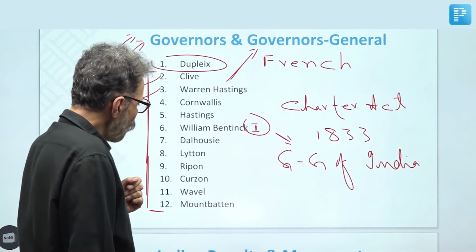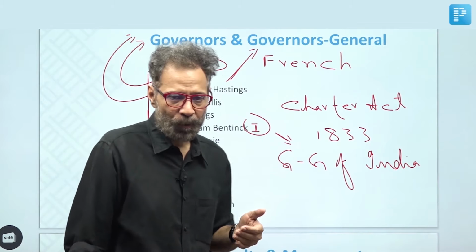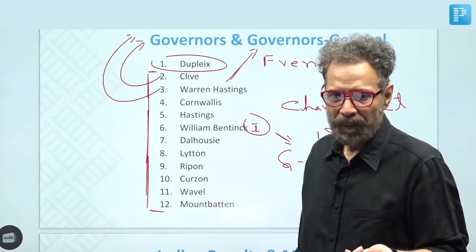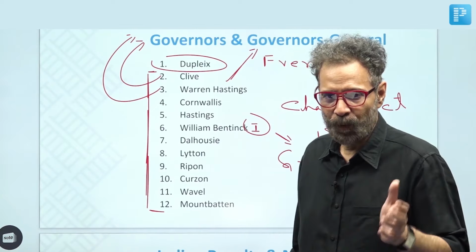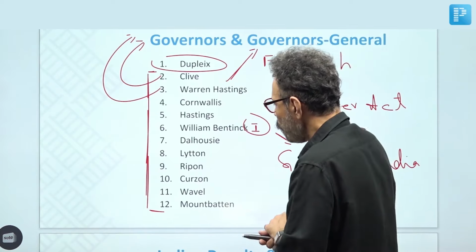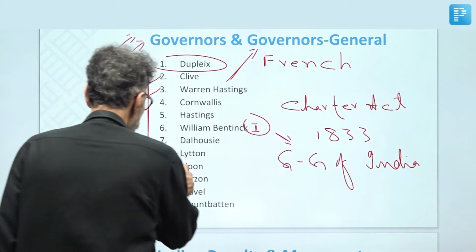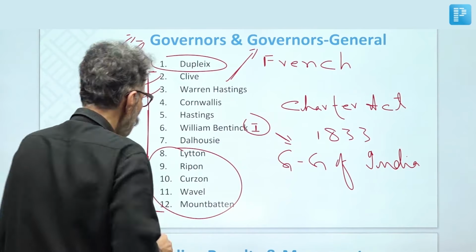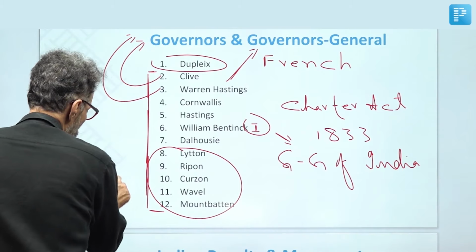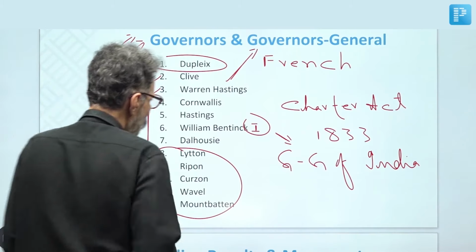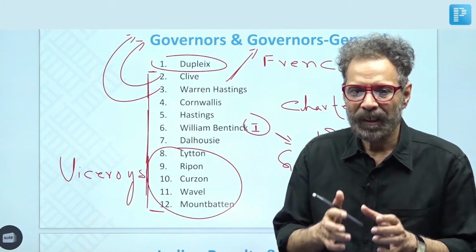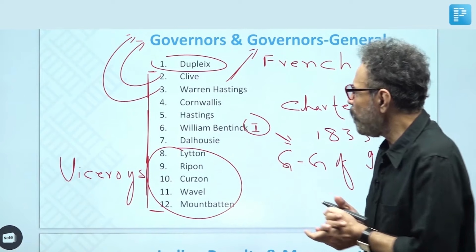And one more important thing here: 1858 onwards, the Governor General of India was given a new title, Viceroy. So 1858 onwards, the Governor General of India was also known as Viceroy. If you consider that, it would be 8 to 12. So 8 to 12 represent Viceroys. Viceroy is a representative of the British Crown in India.